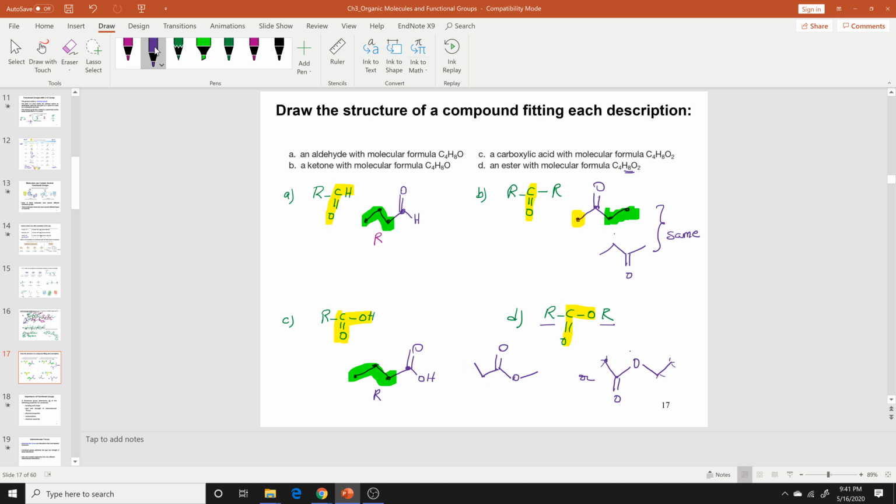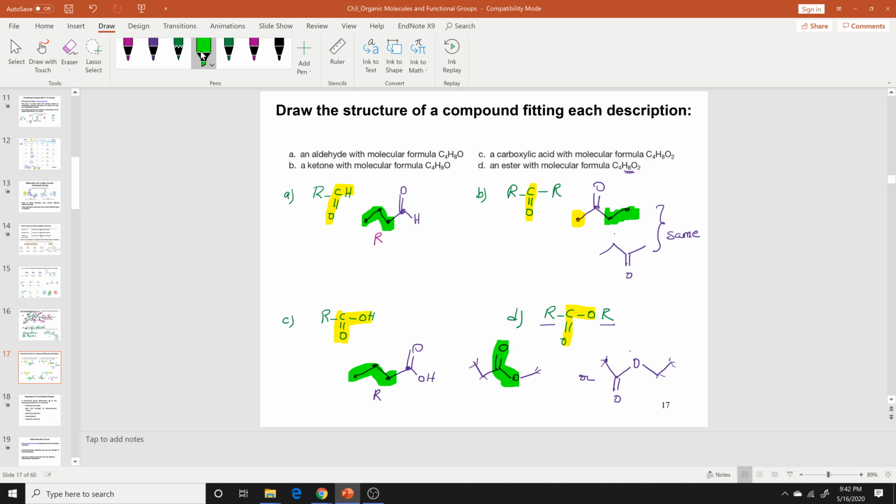So I can have next to the carbonyl a chain of 2 carbons, or I can have next to the carbonyl a chain of 1 carbon. Let's count the hydrogens: 1, 2, 3, 4, 5, 6, 7, and 8. So I can have next to the oxygen a CH3, or next to the oxygen a CH2CH3. Any one of those is the ester, because I still have my carbon double bond O.